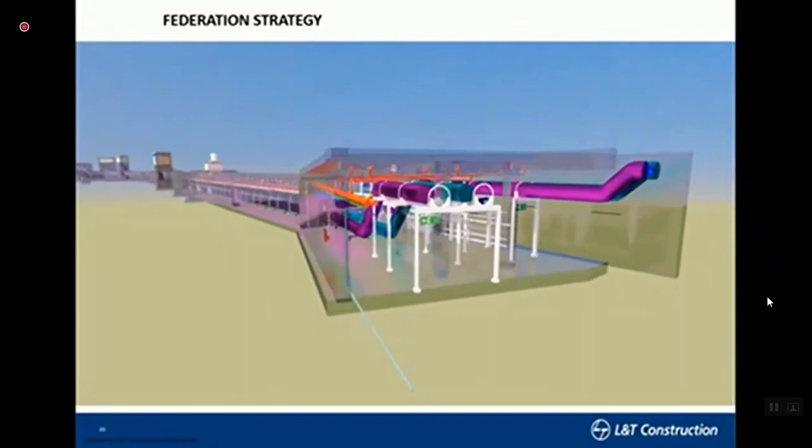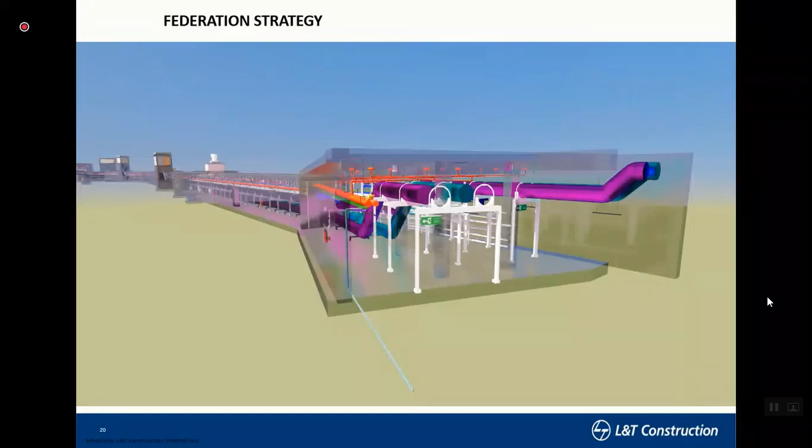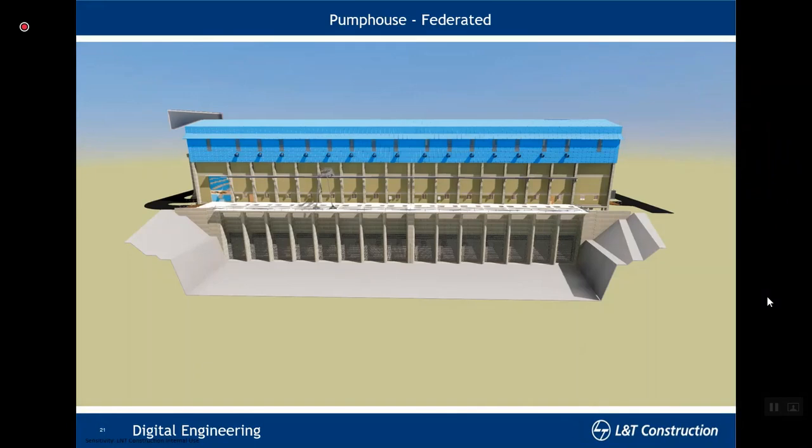So this video was showing how complicated this is. If many disciplines are working within a small space, it can also be planned by using volume strategy, which is the federation strategy. Actually, what we did, we took a pump house to show independent disciplines, right? Let's look at the federated model of this pump house.